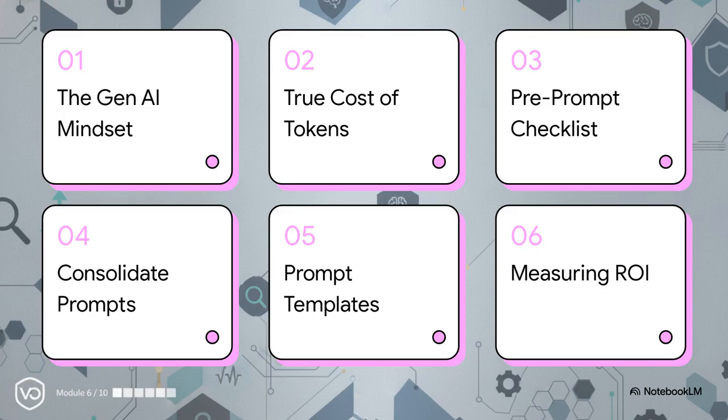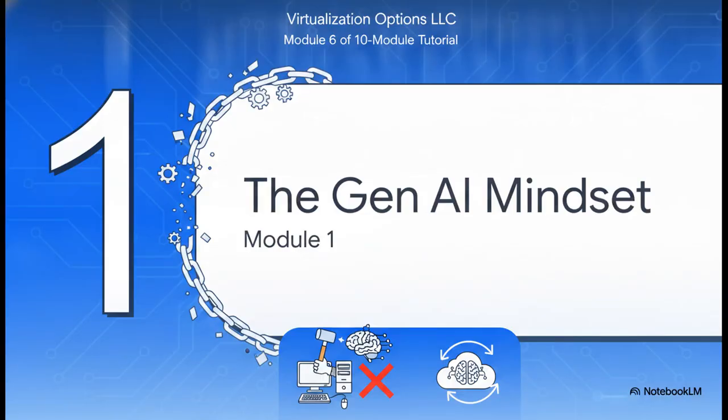1, the generative AI mindset. 2, the true cost of tokens. 3, the pre-prompt checklist. 4, instruction consolidation. 5, prompt templates. And 6, measuring ROI. Starting off with Section 1, the generative AI mindset.